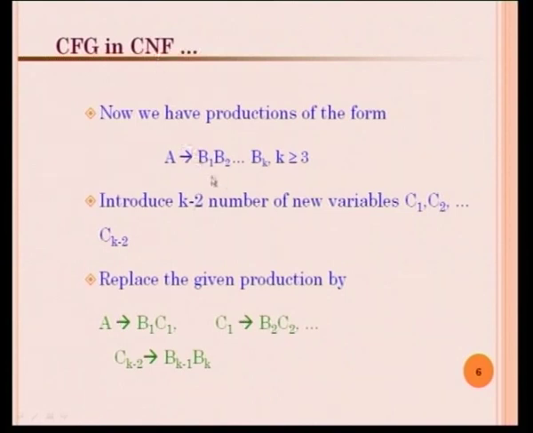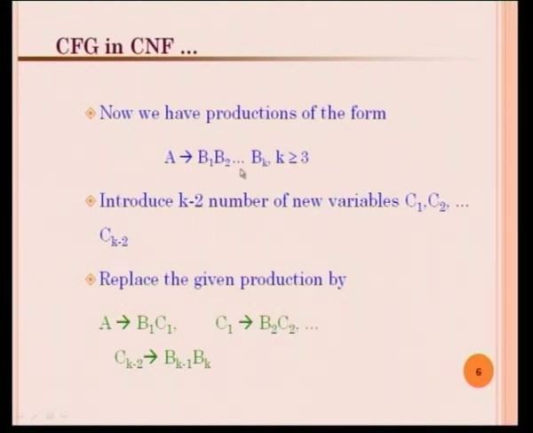So now how do you do that? If the production is A derives B1, B2 up to Bk, then we must introduce k minus 2 new variables, C1, C2 up to Ck minus 2, and break the production A derives B1 to Bk into smaller productions. When we have k symbols, the number of new symbols to be introduced is k minus 2, and for these we must introduce productions in addition to the starting production for A. So we will have k minus 1 productions in total when breaking a production of the form A derives B1, B2 up to Bk.